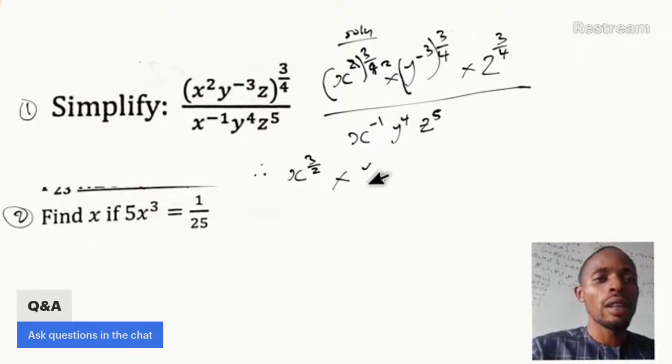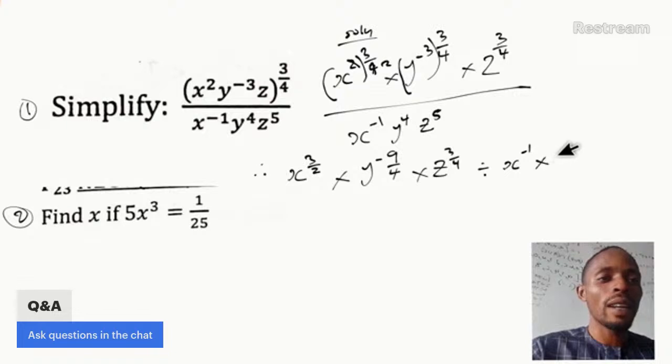So you have y raised power of minus 9 over 4. And in this aspect, that will be multiplied by z raised power of 3 over 4. So the next step, let's do division, and let's bring a division like this to make it easier. So here we have s raised power of minus 1 multiplied by y raised power of 4 multiplied by z raised power of 5.